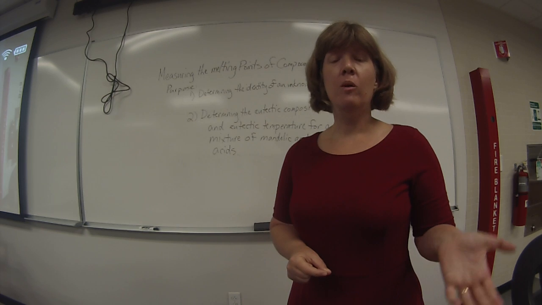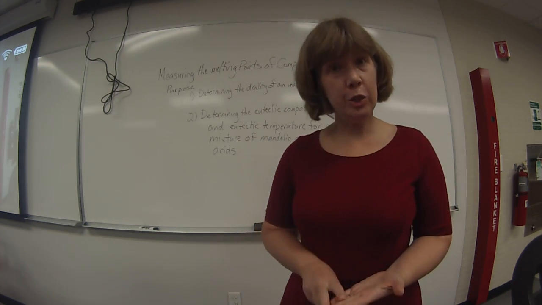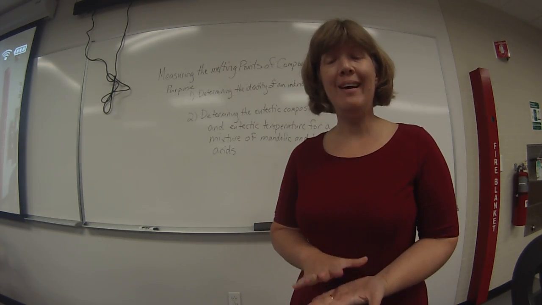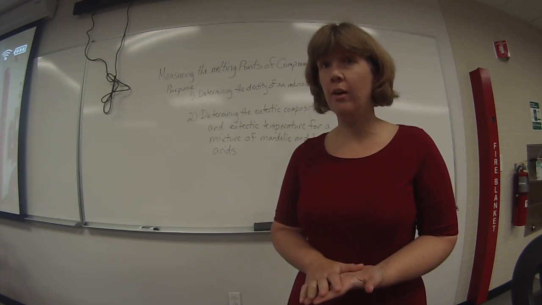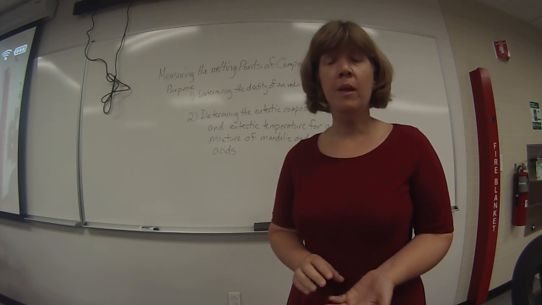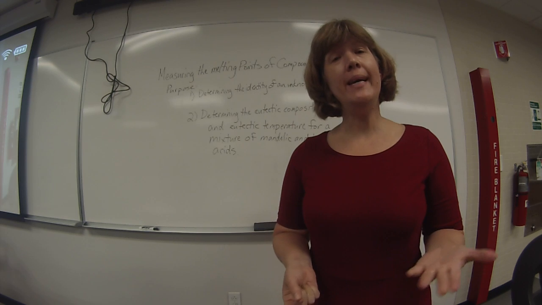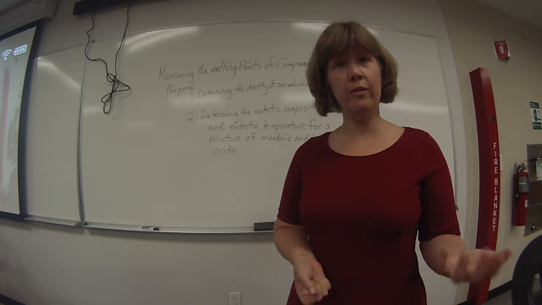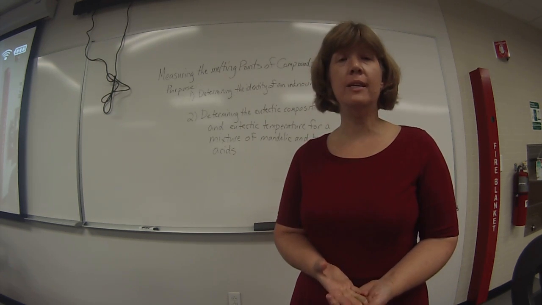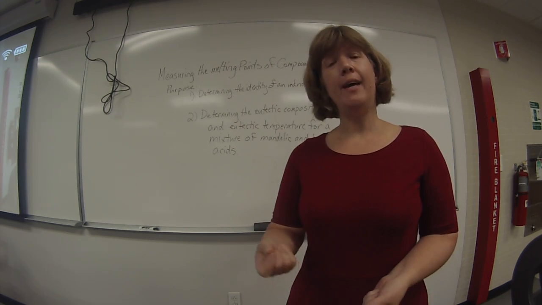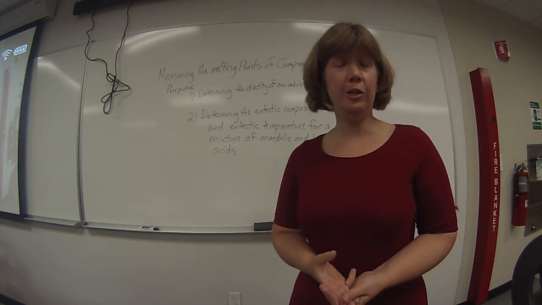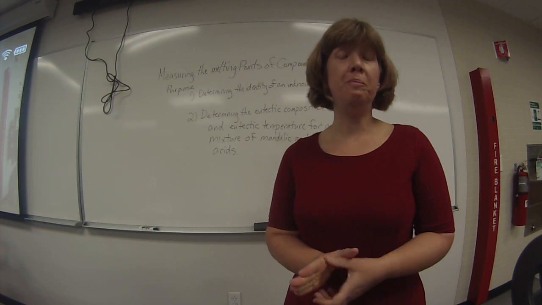compound. So what you'll do is you'll find the two compounds on the list that have a melting temperature range similar to the melting temperature of your unknown that you determined. Then you'll make a capillary tube of a mixture of your unknown with one of the compounds and a mixture of the unknown with the other compound. And thirdly, you'll make another capillary tube with your pure unknown.